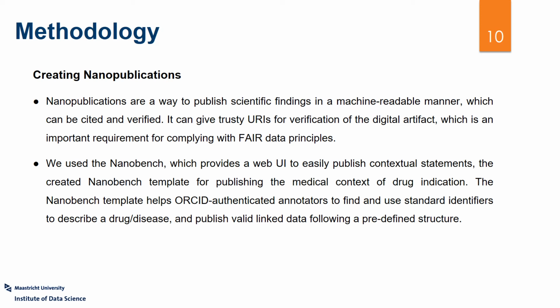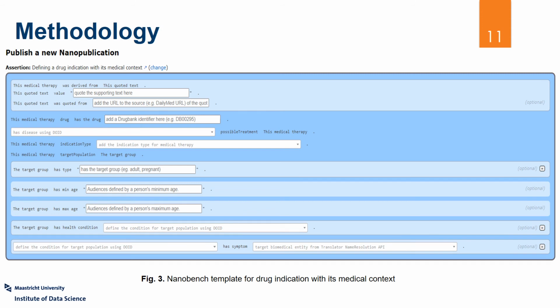It can provide a web user interface to easily publish contextual statements. And we created a NanoBench template for publishing the medical context of drug indications. The NanoBench template helps the authenticated annotator to find and use standard identifiers to describe a drug or disease, and publish valid linked data following a predefined structure. Figure 3 is a screenshot of our NanoBench user interface.